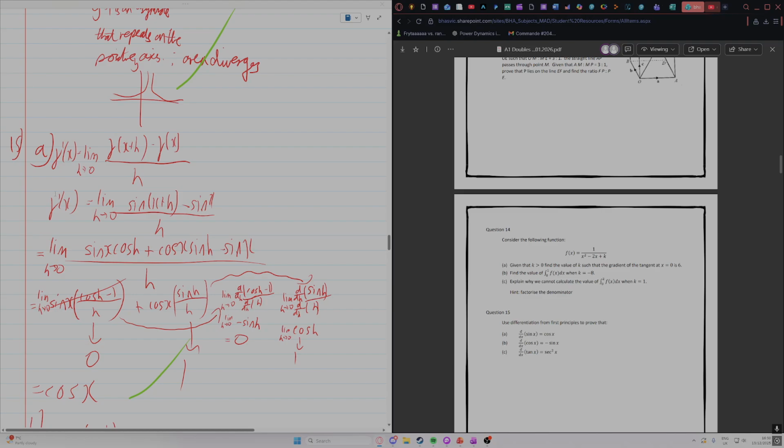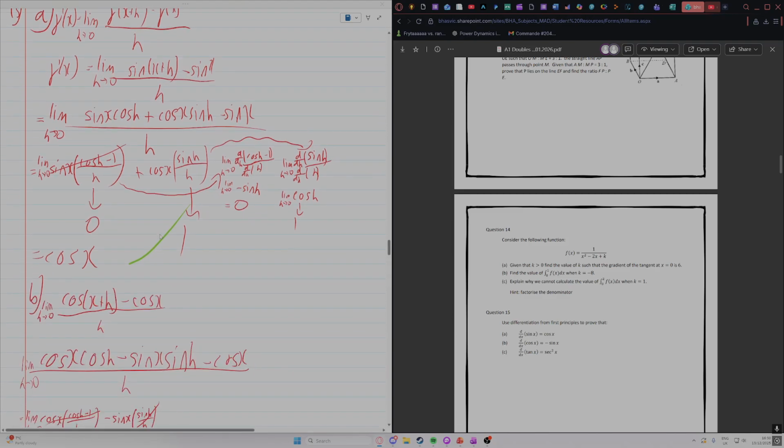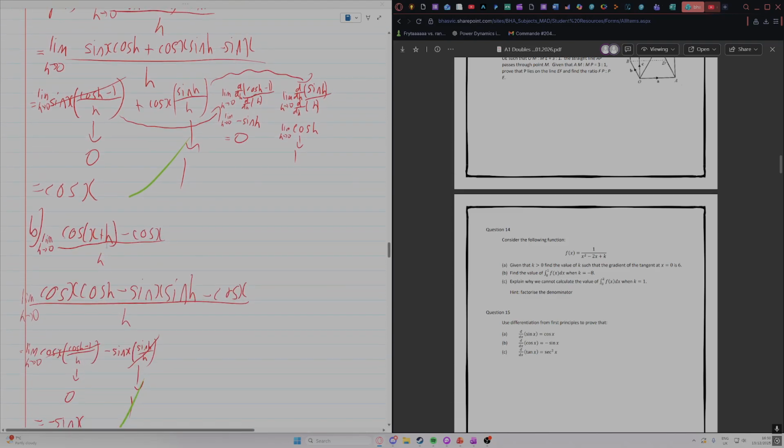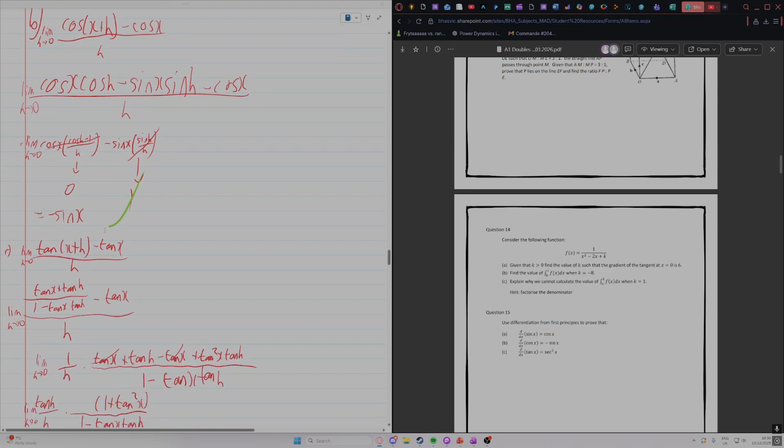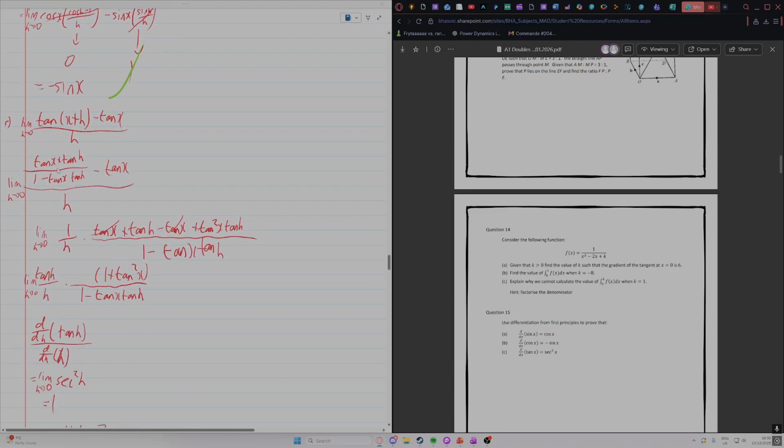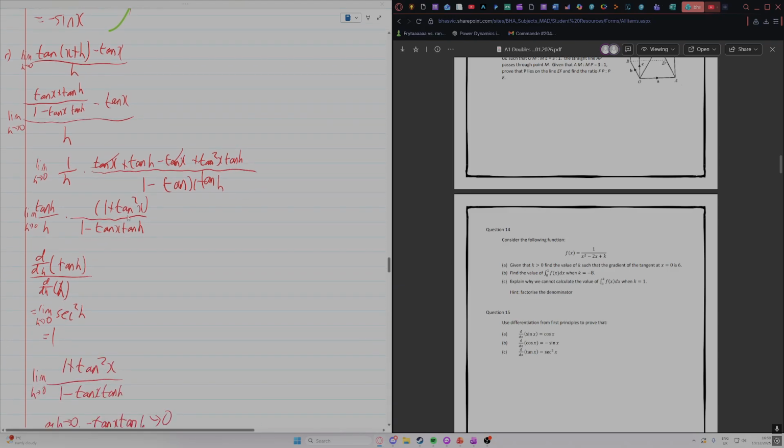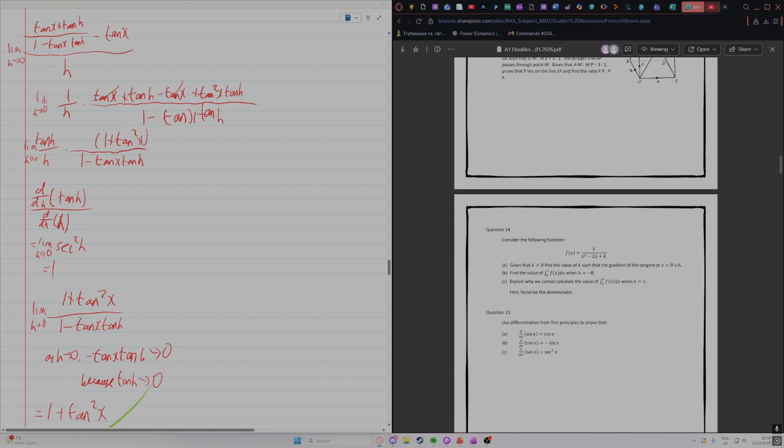So this one was like a full proof with 2 f dash of x's, all the limits, no missing steps. And then I kind of just half did these ones like this. And then the tan one was a bit weird, so I expanded tan using the compound angle, and then I turned it into times 1 over h. And then this factorizes, you can take tan h out of the numerator, and you can prove with L'Hopital that it cancels into 1, so that completely cancels. You get 1 plus tan squared x over 1 minus tan x tan h.